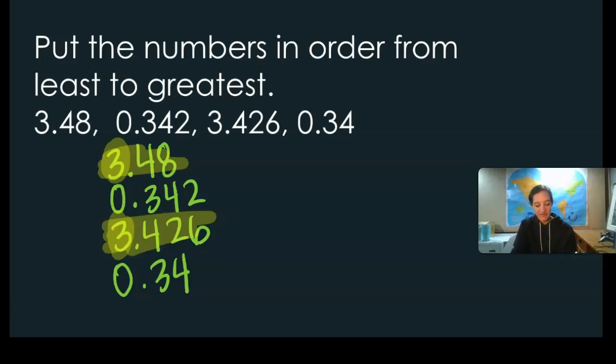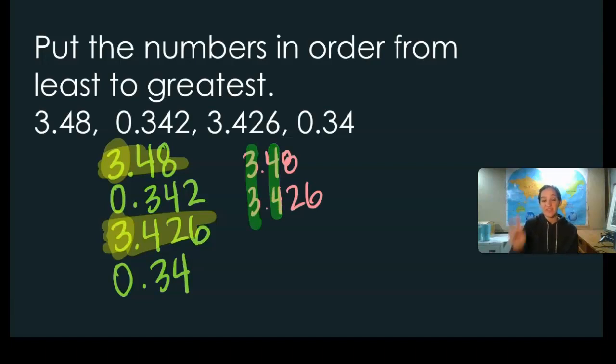I'm going to come over here and rewrite them to the side just so we can see what I'm talking about. Okay, so both of these numbers have $3. And if we look, both of these have 4 tenths, or like 4 dimes, right? So we can't even tell there. They seem like the same amount. But then we're going to go over to the pennies or the hundredths. And that is where we see the difference. 8 is bigger than 2.